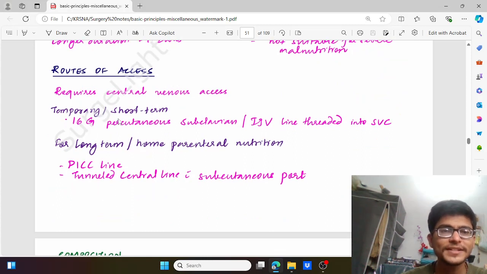So what are the routes of access for central venous access, temporary or short term? Percutaneous subclavian or IJV line, which is threaded into the SVC. The size is 16 gauge. For long term or home parenteral nutrition, we have peripherally inserted central line or tunneled central line with the subcutaneous port.